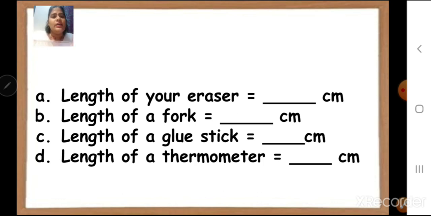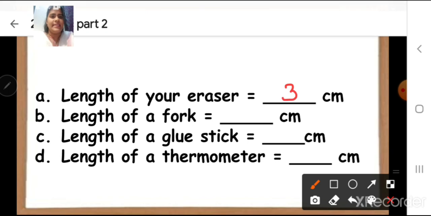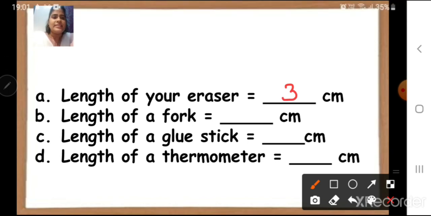Now A1 is the length of your eraser. You can take the eraser in your hand and measure it. Now here when I am measuring the eraser, I got 3 centimeters. So I will write here 3 centimeters. Next is the length of a fork. So here I have a fork with me and I'm going to measure it with my ruler. When I measure it, here I got 16 centimeters. So here it is 16 centimeters.